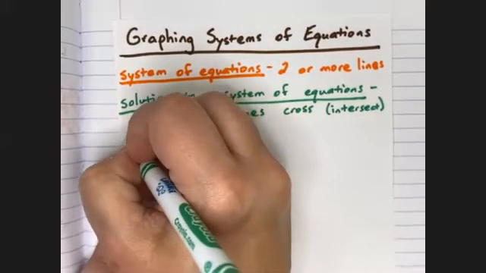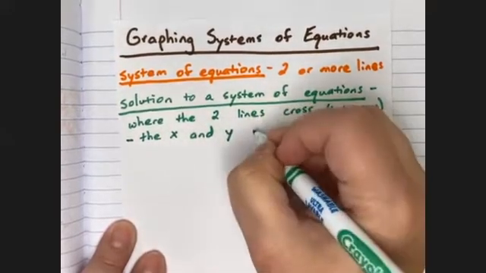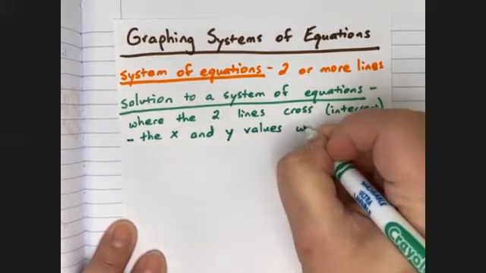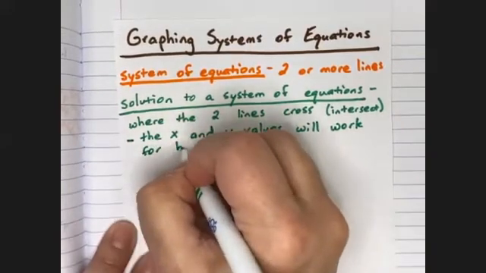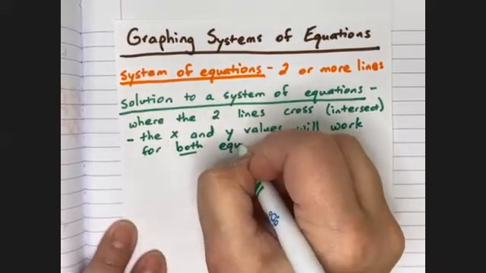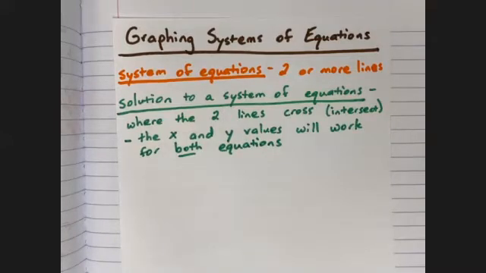So basically what this means is that the x and y values will work for both equations. So that particular point where the 2 lines cross, that x and y, if you plug them in, it will make it true for both equations. Now, we're used to them just crossing and there's one answer. But there's actually more than that. So that's what we're going to look at next.